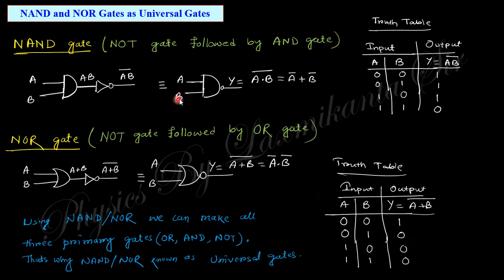These two gates are known as universal gates because using NAND gate or NOR gate you can make the primary gates, that is the AND gate, OR gate and NOT gate. These primary gates can be made using the NAND gate or NOR gate only. That's why these are called universal gates. How? Just see this slide.